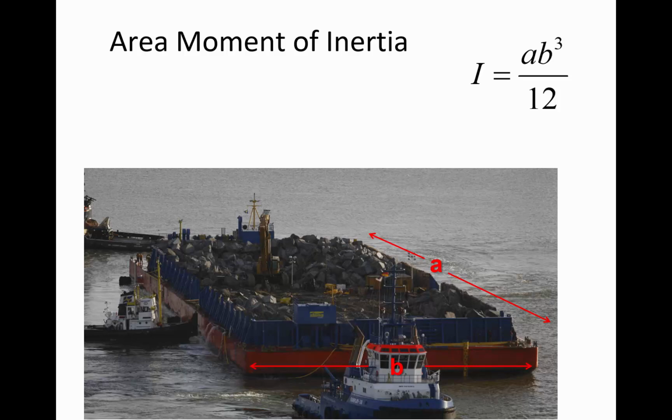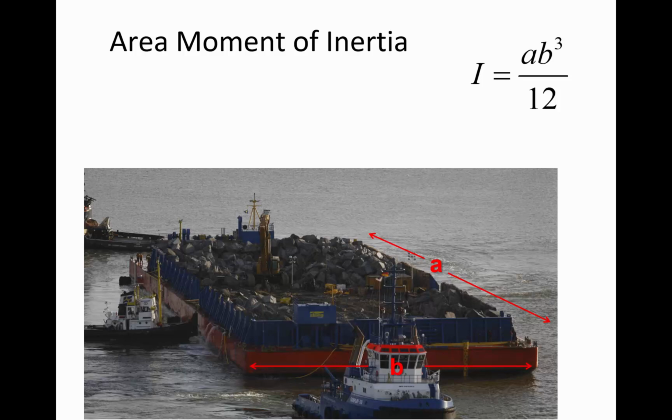So now think about a canoe. A canoe isn't as wide as a barge, and so it's going to be easier to tip over a canoe than a barge. And so one of the factors that determines how stable a floating body is, is the width. That's going to be one of the factors.